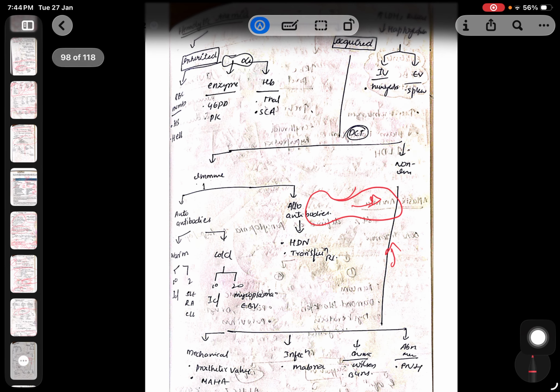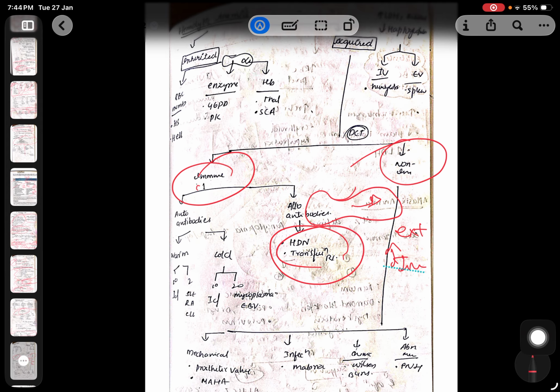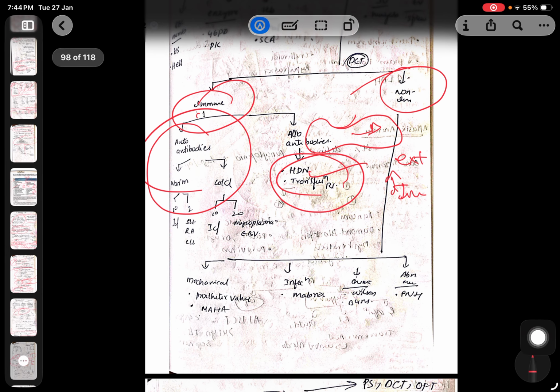Correct. So if it's an immune attack, it might be due to your own antibodies, or it might be some others, as you've seen in hemolytic disease of the newborn. Antibodies can be either warm or cold. Make sure you have these basic things in mind. Then non-immune: you might have infective, inflammatory, mechanical, and abnormal conditions like PNH.